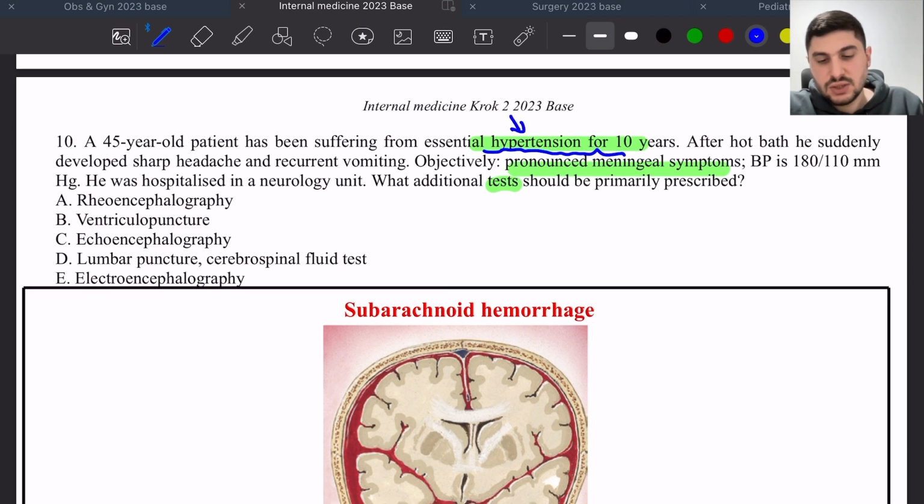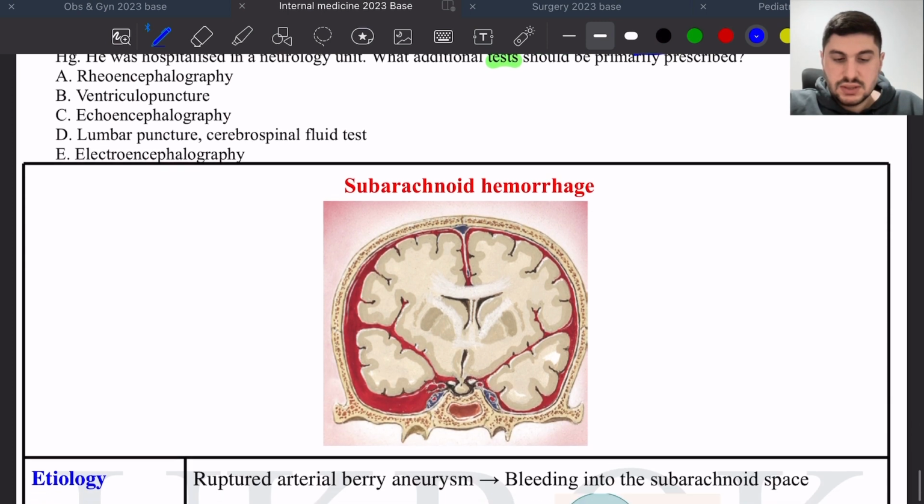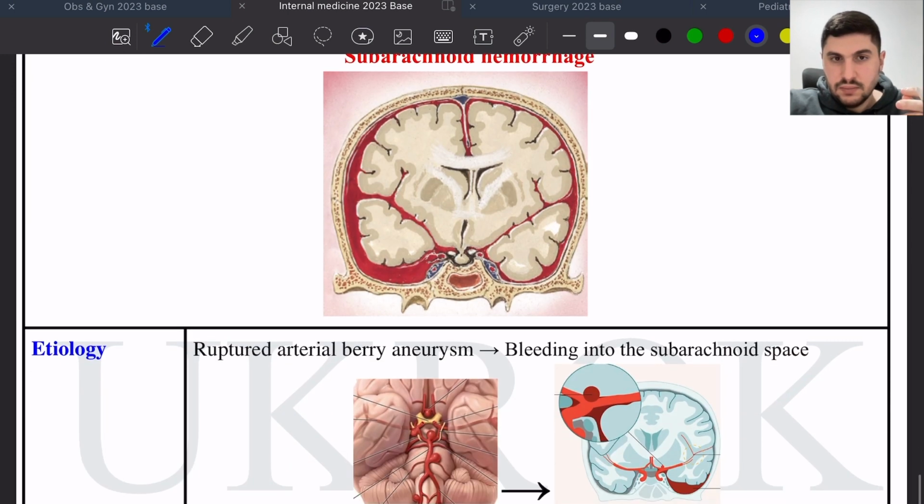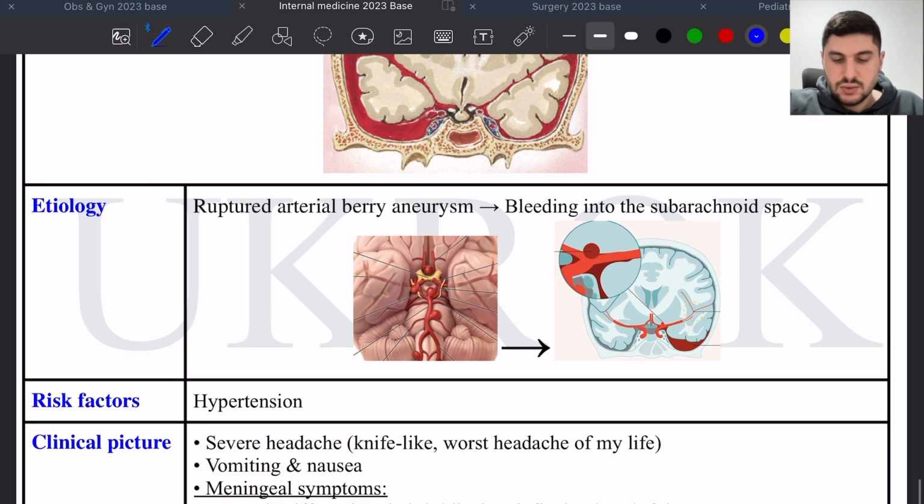We have hypertension history, and then meningeal symptoms, and then some neurological symptoms. Meningeal symptoms mean neurological symptoms. So what happened here is bleeding inside the meningeal layers. It's called subarachnoid hemorrhage. We have first some dilation of the artery called aneurysm, and then this aneurysm can rupture, causing bleeding into the subarachnoid space.